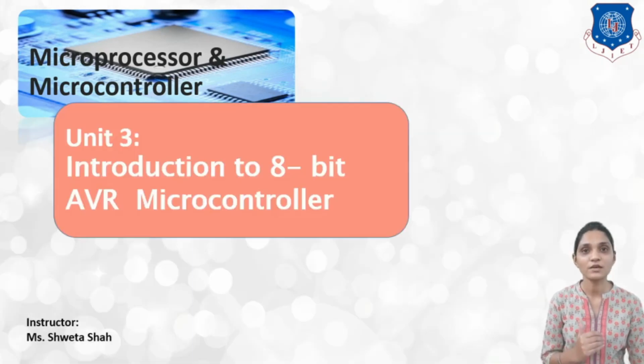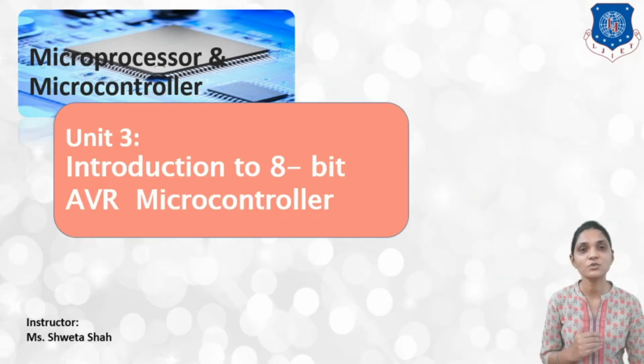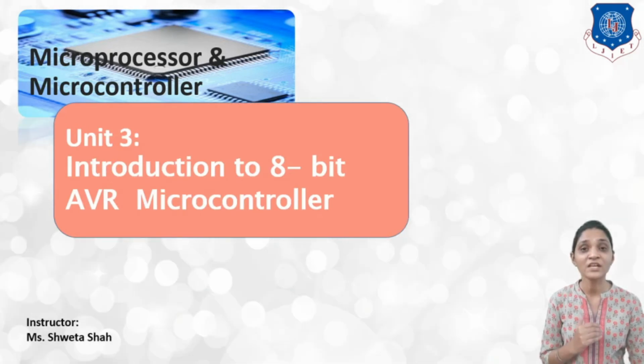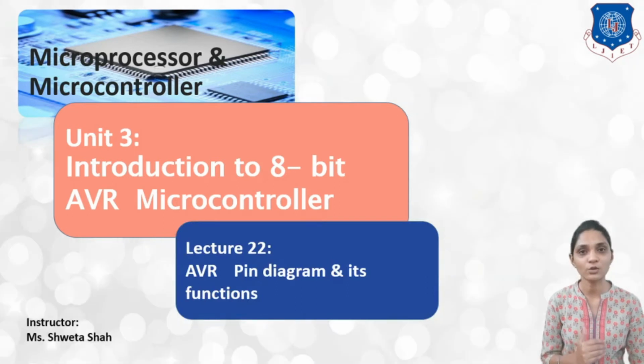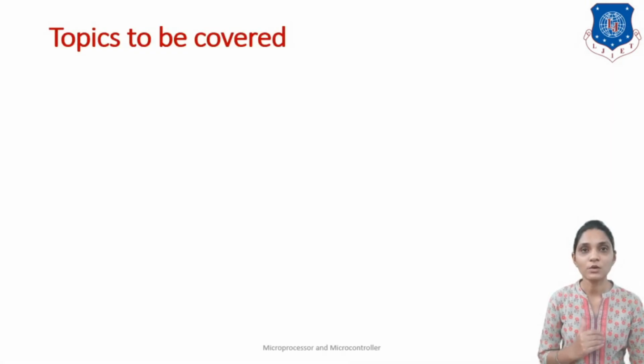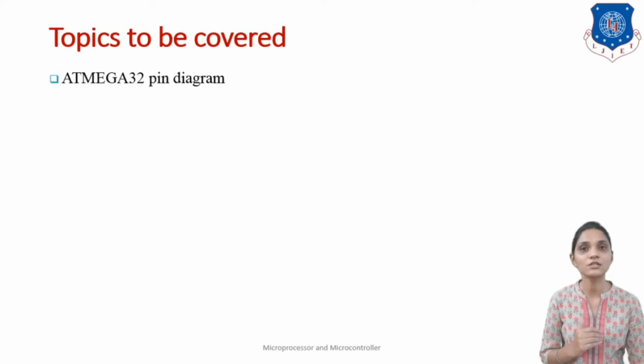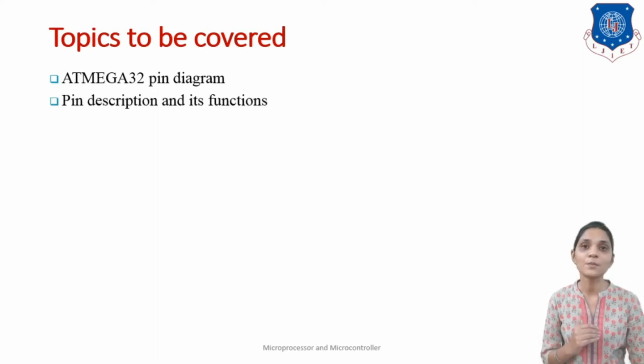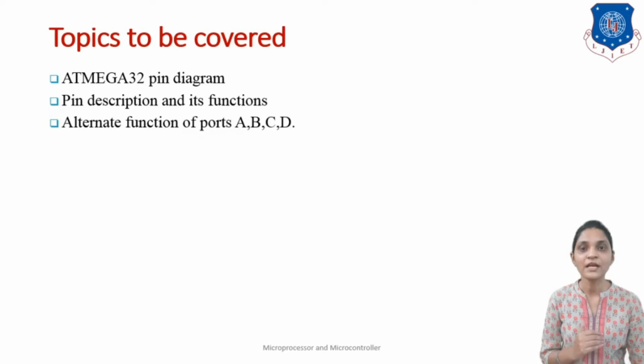In this subject we have started unit 3, that is introduction to 8-bit AVR microcontroller. In this session we are going to see the topic AVR pin diagram and its function. Let us start with the topics covered in this session. First we will see the ATmega32 pin diagram, then we will see the pin descriptions and their function, and lastly we will see the alternate functions of port A, B, C and D.